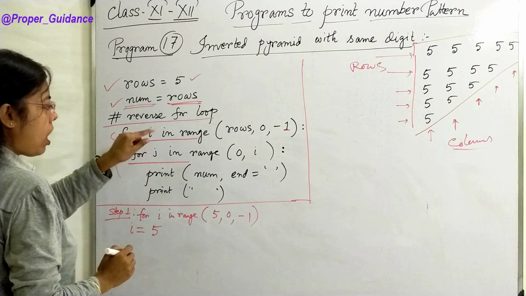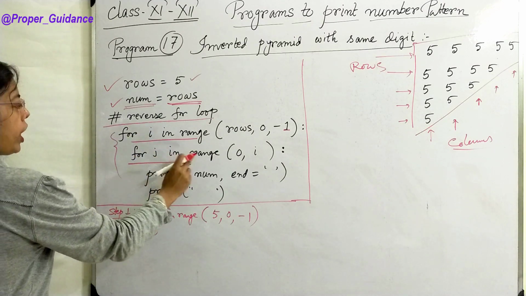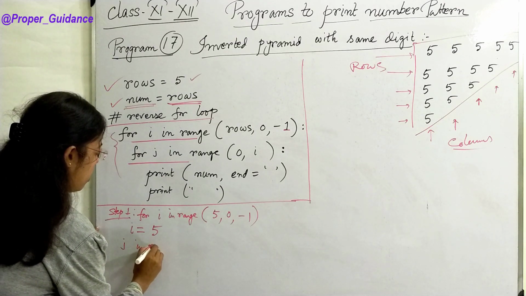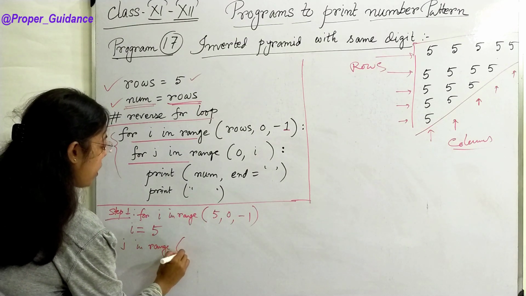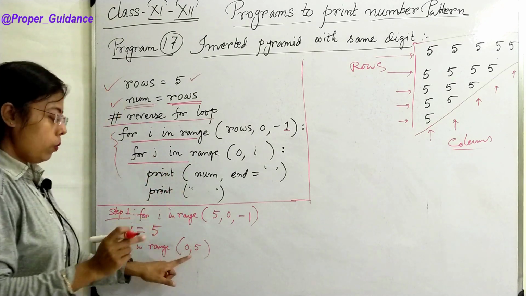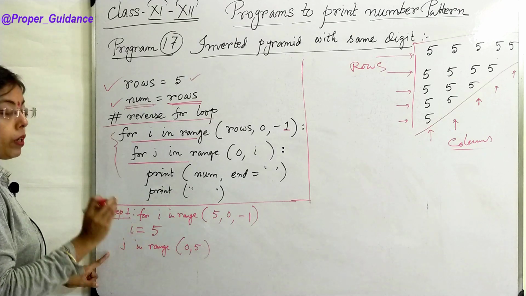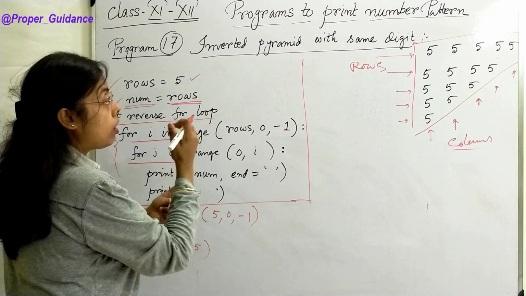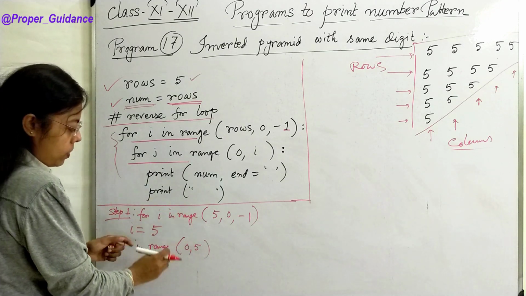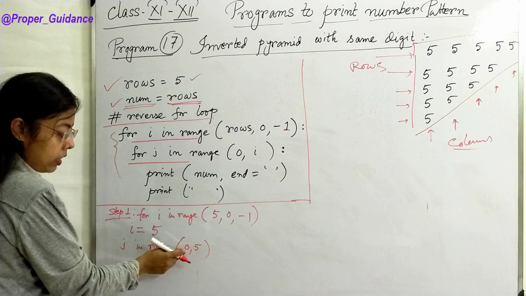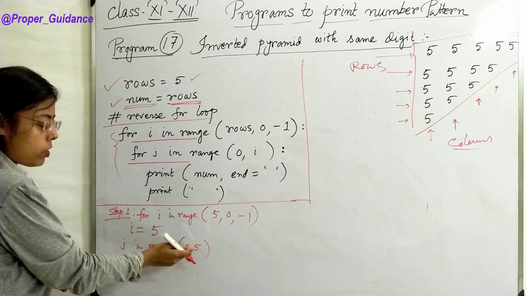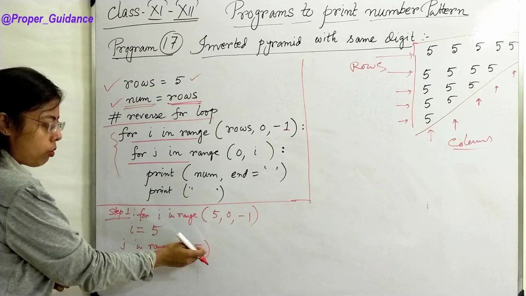Okay, when i equals 5, for j in range, j will be in the range 0 to 5. Now for a general for loop in the Python programming language, what it actually does is that in 0 to 5, the starting value will be included, but the end value is excluded.